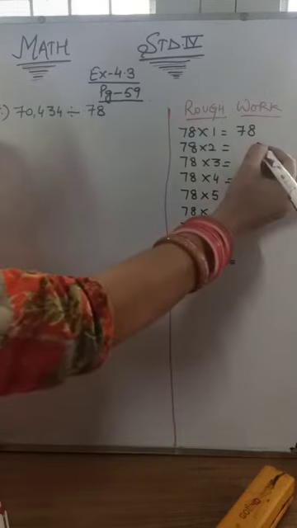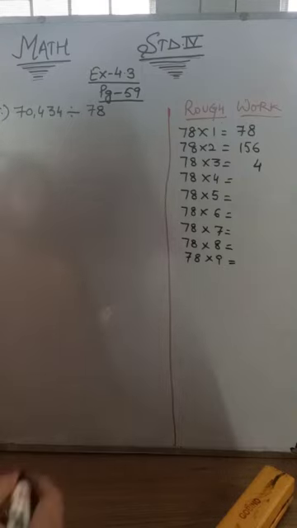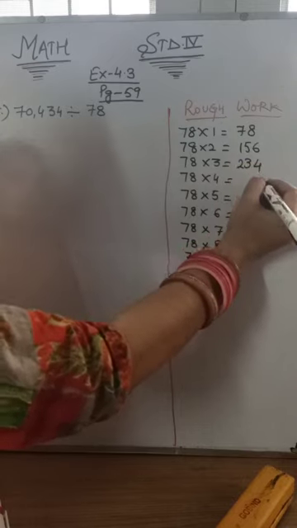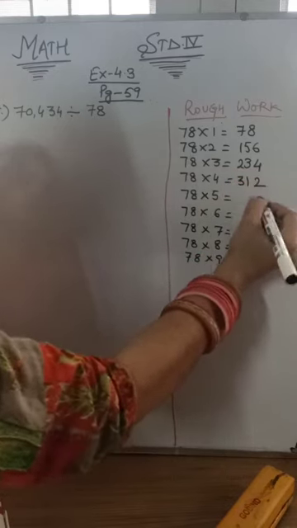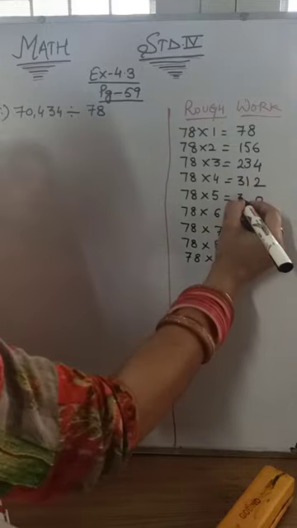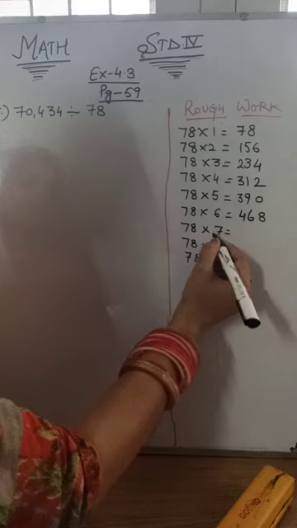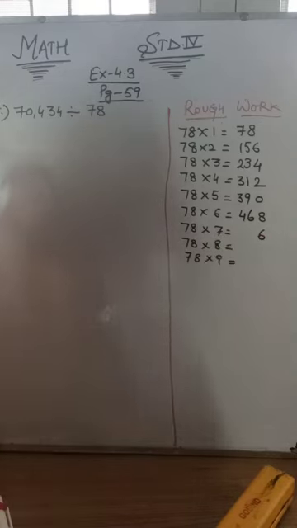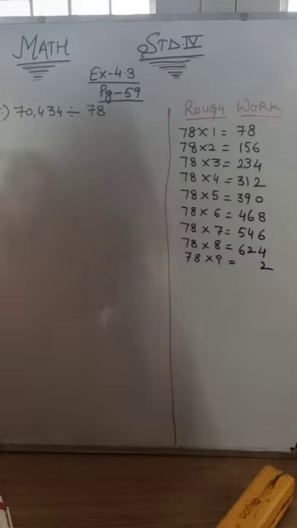Okay, 78 twos are: 2 eights are 16, 2 sevens are 14 plus 1 is 15, so 156. 3 eights are 24, 3 sevens are 21 plus 2 is 23. 4 eights are 32, 4 sevens are 28 plus 3 is 31. 5 eights are 40, 5 sevens are 35 plus 4 is 39. 6 eights are 48, 6 sevens are 42 plus 4 is 46. 7 eights are 56, 7 sevens are 49, 49 plus 5 is 54. 8 eights are 64, 8 sevens are 56, 56 plus 6 is 62. 9 eights are 72, 9 sevens are 63 plus 7 is 70. Okay, now let's start our division.